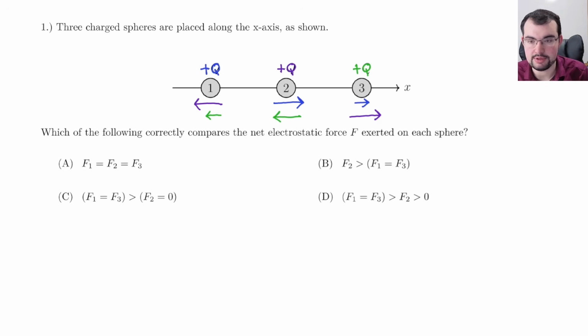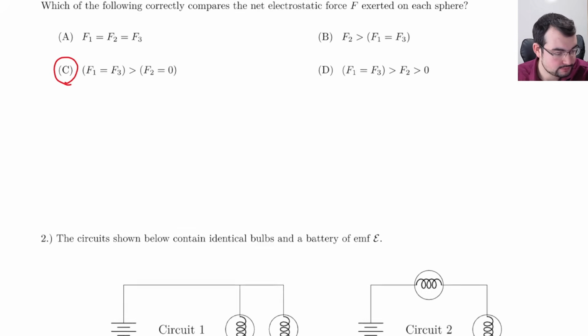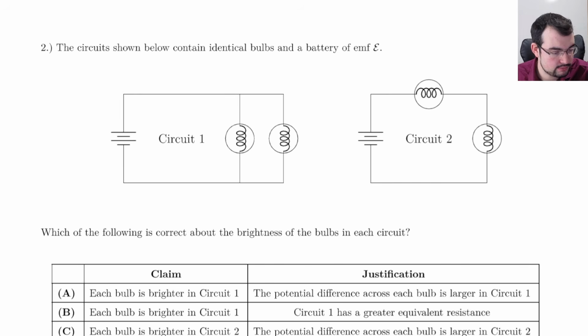So notice that we see some cancellation happens right here in the middle. And by symmetry, these forces are equal and opposite for 1 and 3. So that would be C. Actually, we could have just selected that if you saw that the forces had to cancel on 2. So I rank that an easy one.